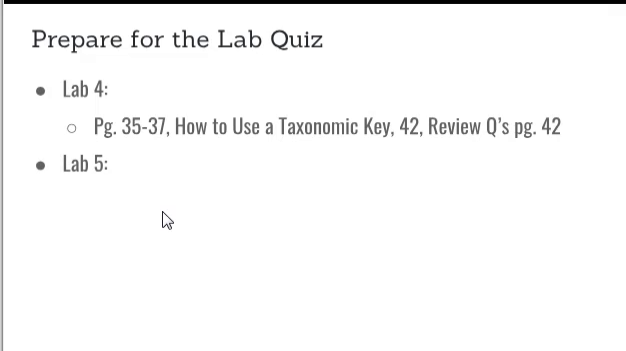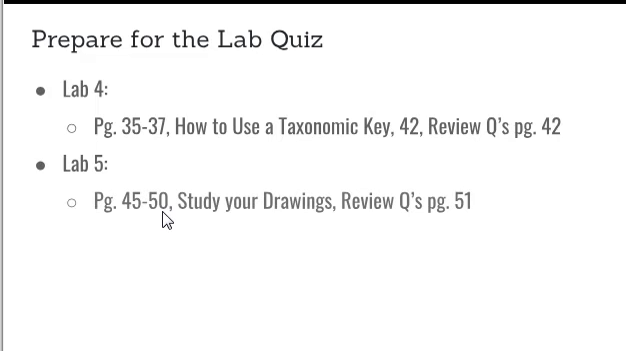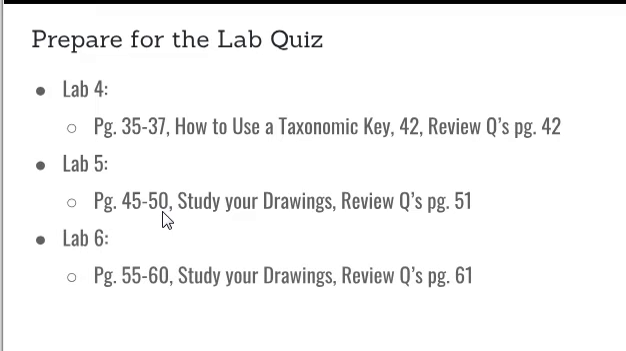For Lab 5, review pages 45 through 50, study your drawings because we're going to have sample organisms on the quiz, and answer the review questions on page 51. Lastly, for Lab 6, review pages 55 through 60. Again, study your drawings and answer the review questions on page 61.